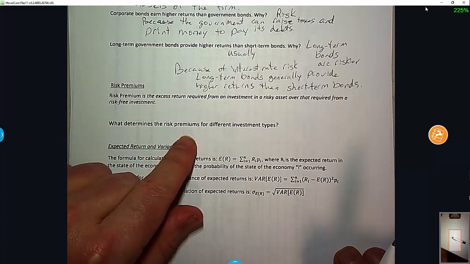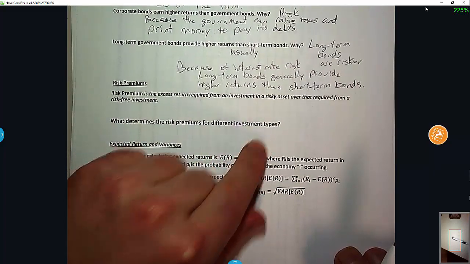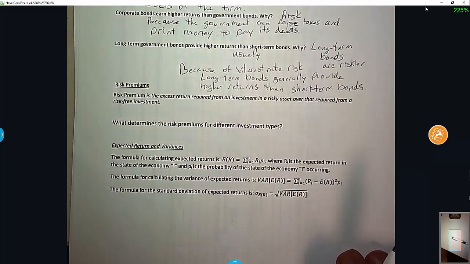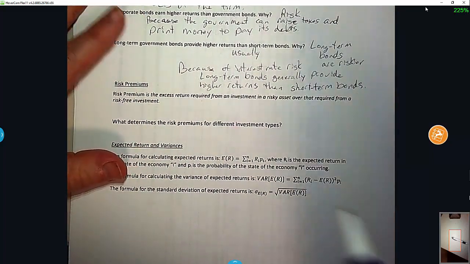So what determines the risk premiums for different investment types? And again, that's going to be the level of risk of that investment type.